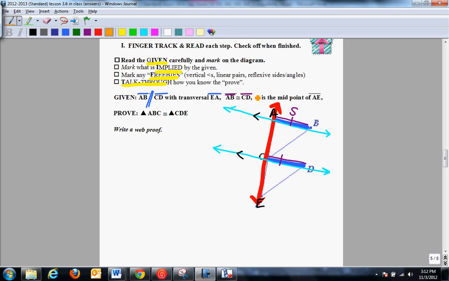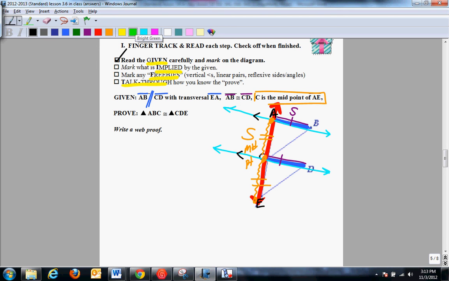Next, C is the midpoint of AE. So here's A, here's E, here's C. C's a midpoint. That implies that A to C and C to E are congruent. So now it's double hatch, another pair of sides. Okay, we're done with the given information.